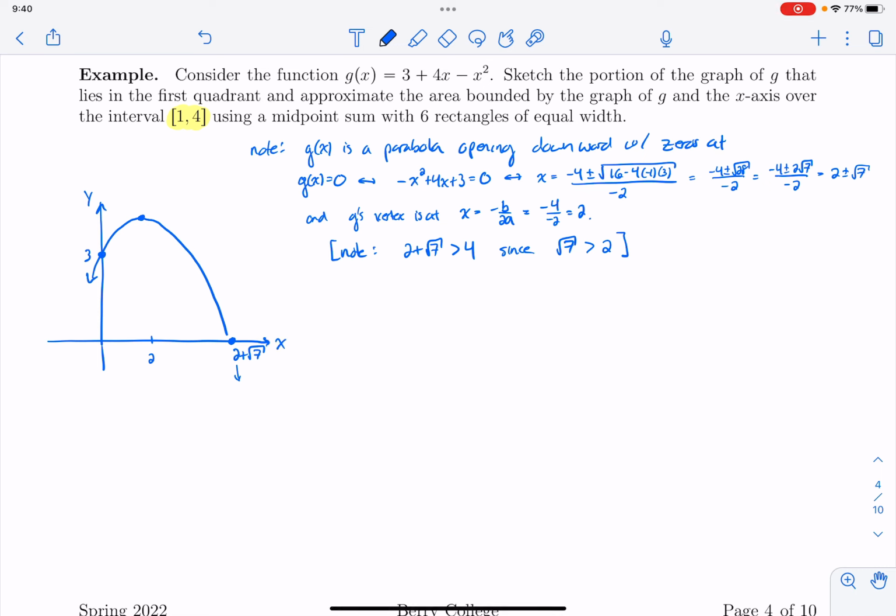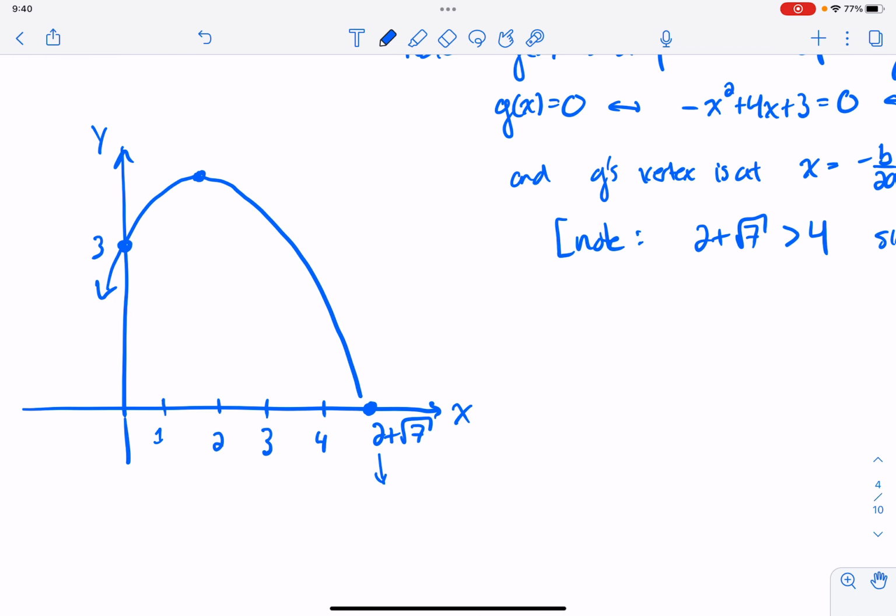But we only care about what's happening from 1 to 4. So 1 might be over here, 4 might be over here, and 3 might be somewhere in the middle. So we only really care about what's happening in this region, with that left bound at 1 and that right bound at 4. What we're trying to understand is the area inside this shaded region right here. So maybe I'll shade this in blue. This is what we're interested in.